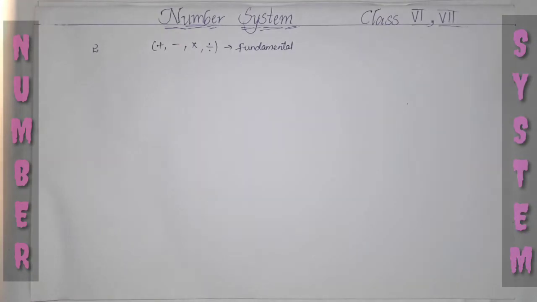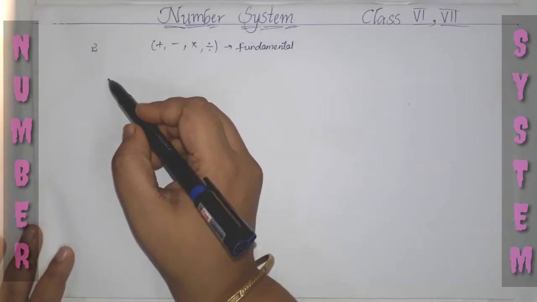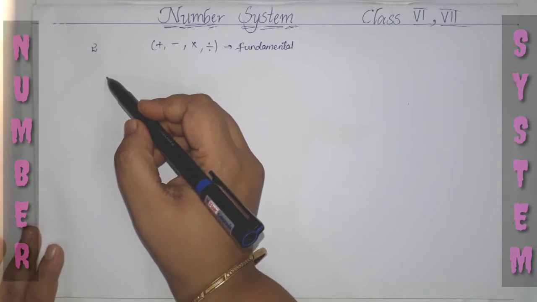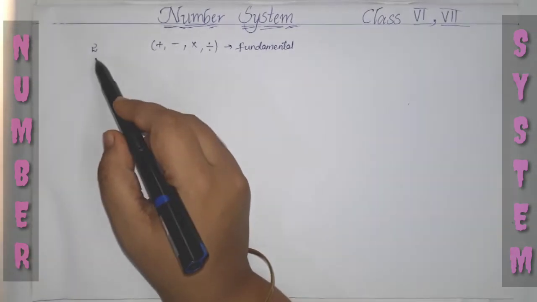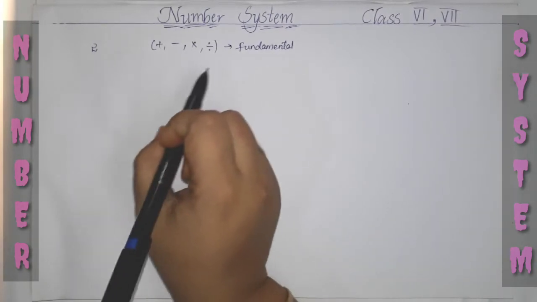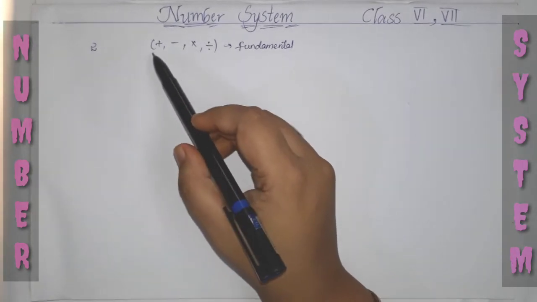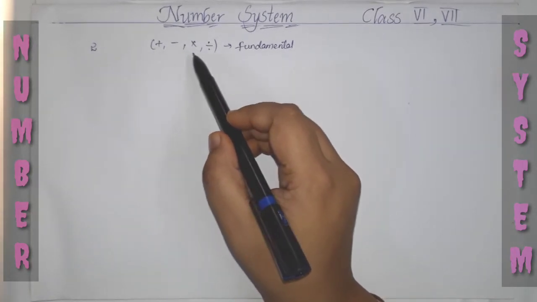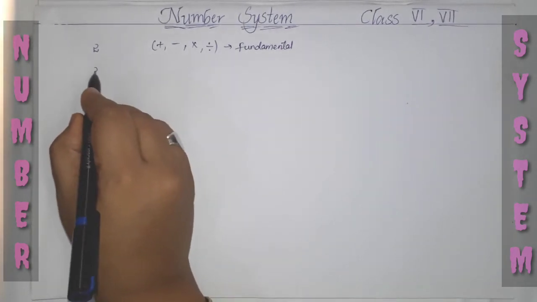Today I am going to explain number systems. In the previous video we discussed the natural numbers. So in natural numbers what did we take? Counting numbers: 1, 2, 3, 4, 5 and so on. Among those natural numbers I am taking one natural number, that is 2. For this 2 I am applying fundamental operations. What is meant by fundamental operations? Basic operations, that is addition, subtraction, multiplication and division.